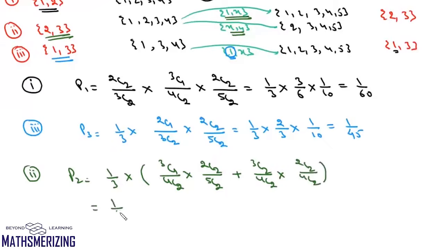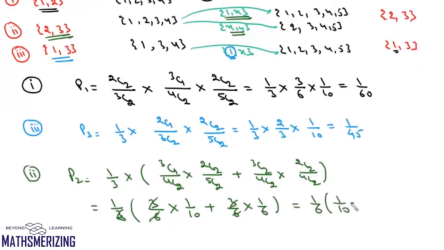Now it'll be 1 by 3. Now this is 3 by 6 and this is 1 by 10 plus this is 3 by 6 into 1 by 6. Now this is 1 by 2. So we'll take this 1 by 2 common. So it'll be this 1 by 6 and then 1 by 10 plus 1 by 6, which is 8 by 180, and which is 2 by 45. So this probability is 2 by 45.